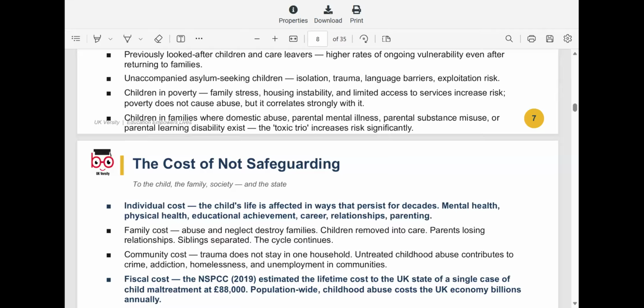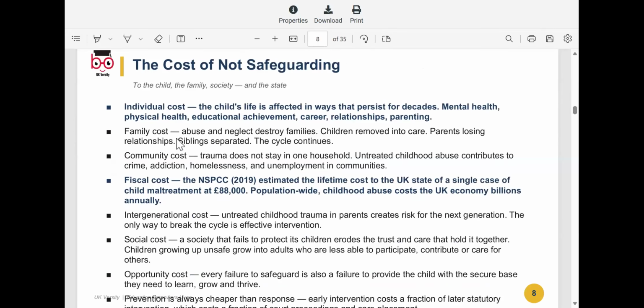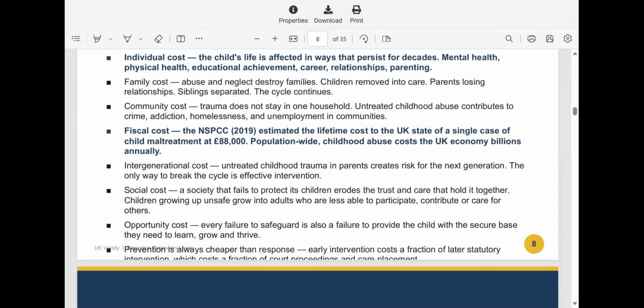Children in poverty, where the parents don't have any money. Again, children with families where the parents are abusive, domestic violence, any sort of parental illnesses or anything. The cost of not safeguarding, so the individual's cost is the child's life. Failure to carry this out means the child is not protected, and it affects everything, the exploitation. And it has to be that the child is protected.